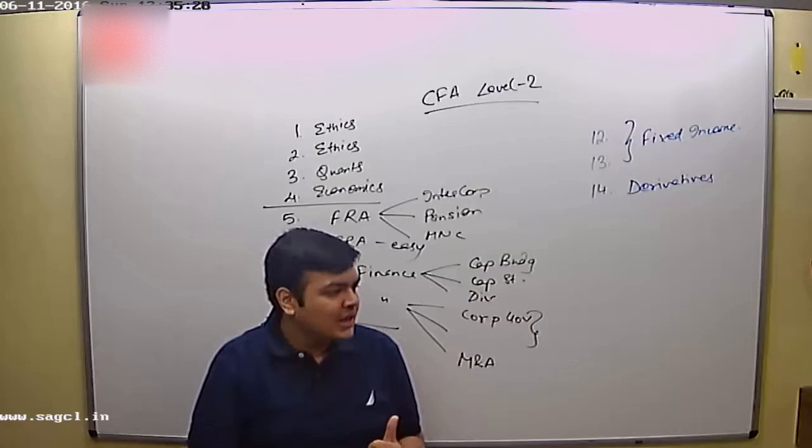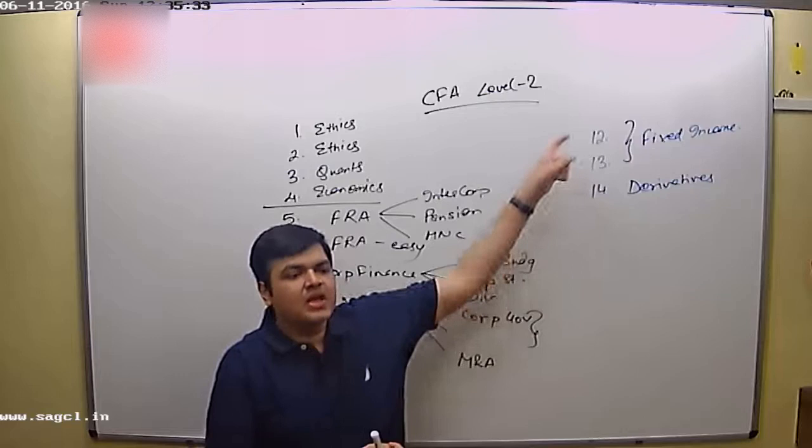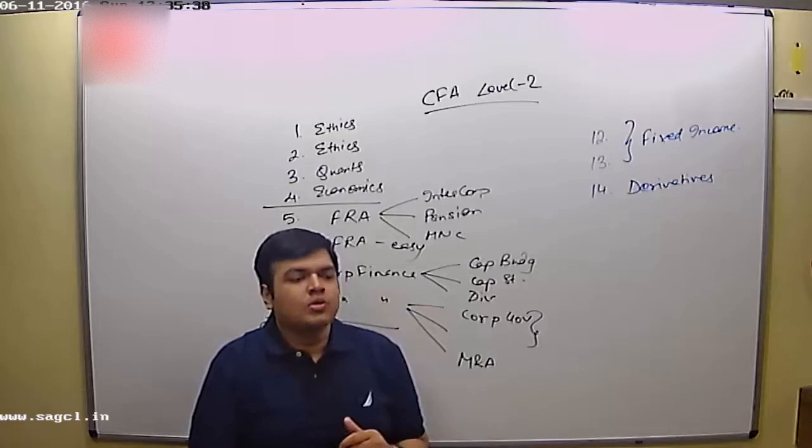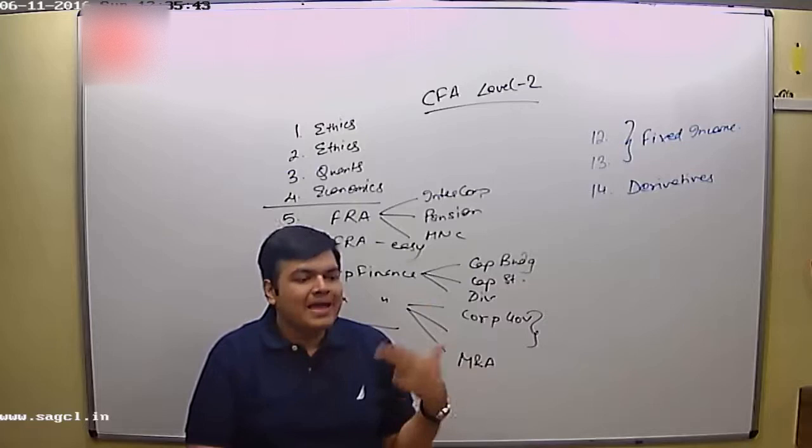Credit analysis will be another portion. And one chapter, derivatives se nikal karke fixed income mein dal diya hai. Credit default swap, you just did the term and you just did a two paragraph content on that in level one. Credit default swap is like buying an insurance, right?